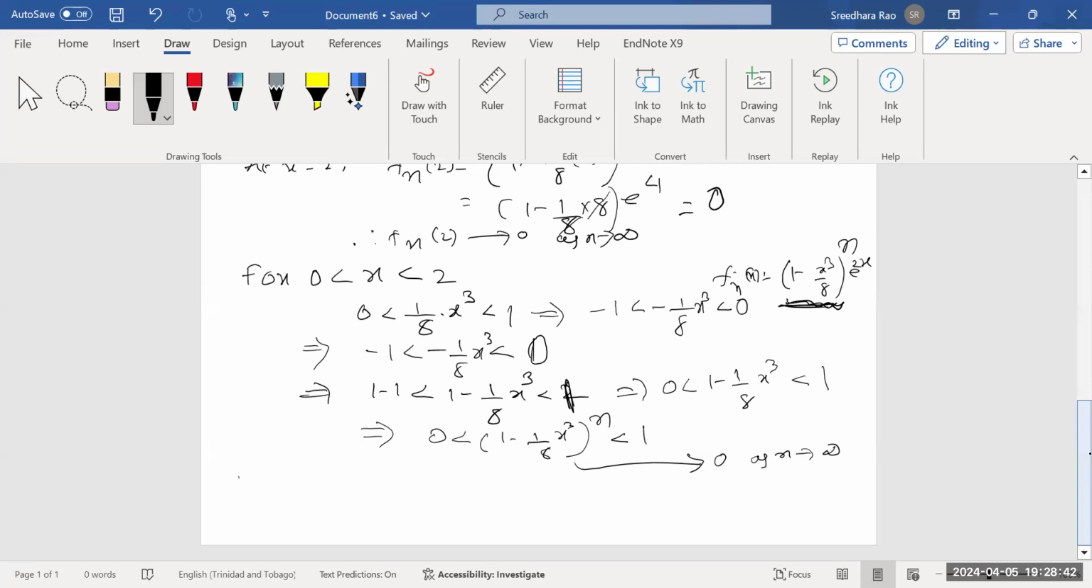So therefore, what is your fn of x? Fn of x is equal to (1 minus 1/8 x cubed)^n times e^(2x). This tends to 0 as n tends to infinity. So what happened?